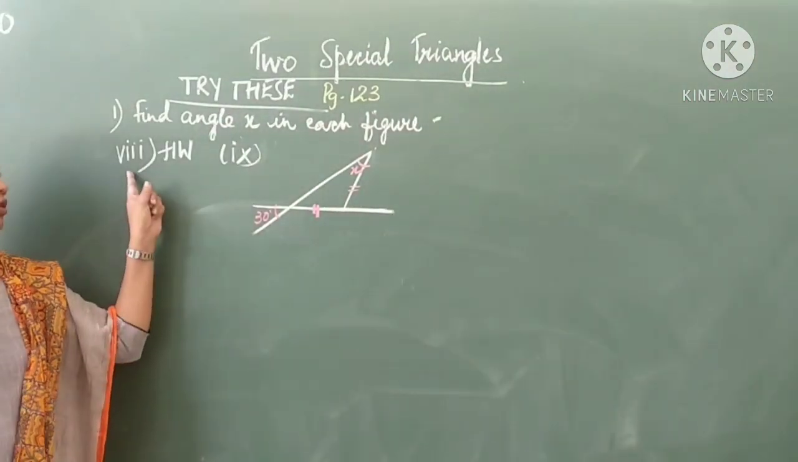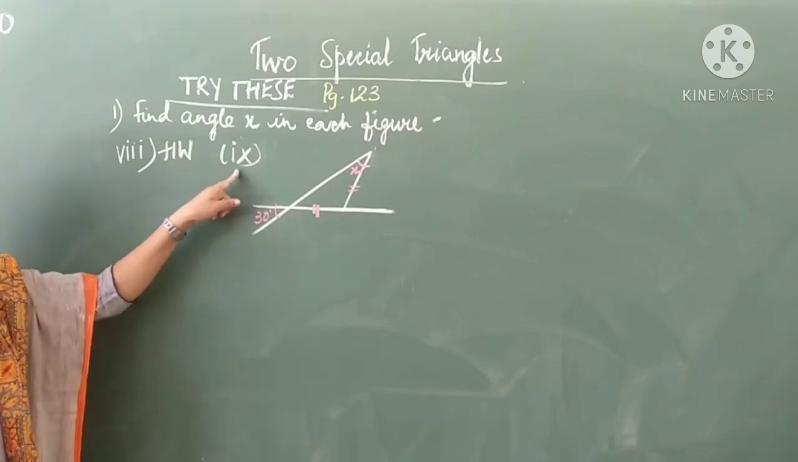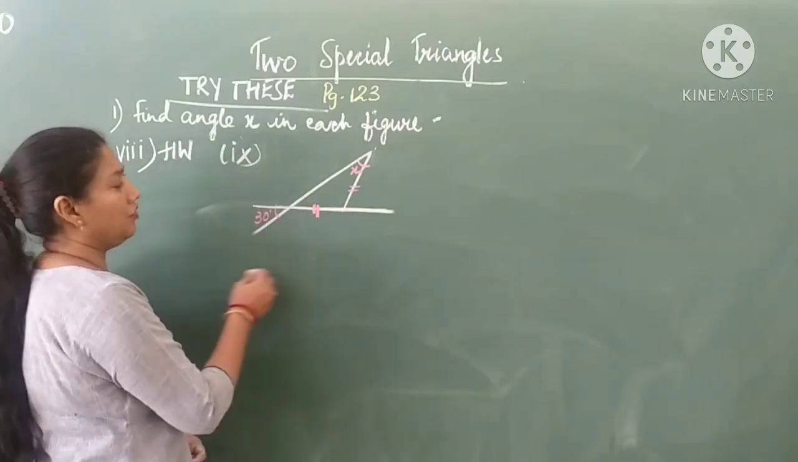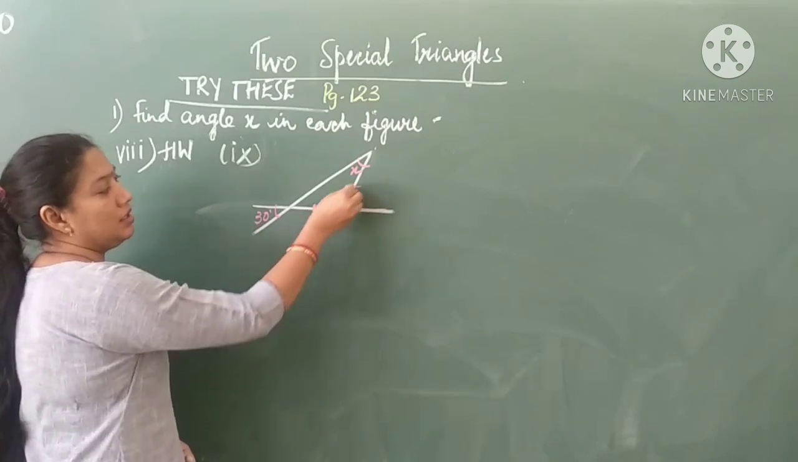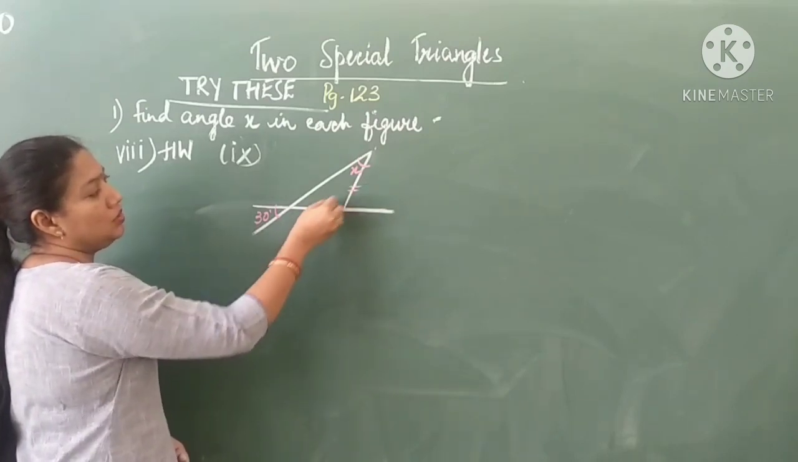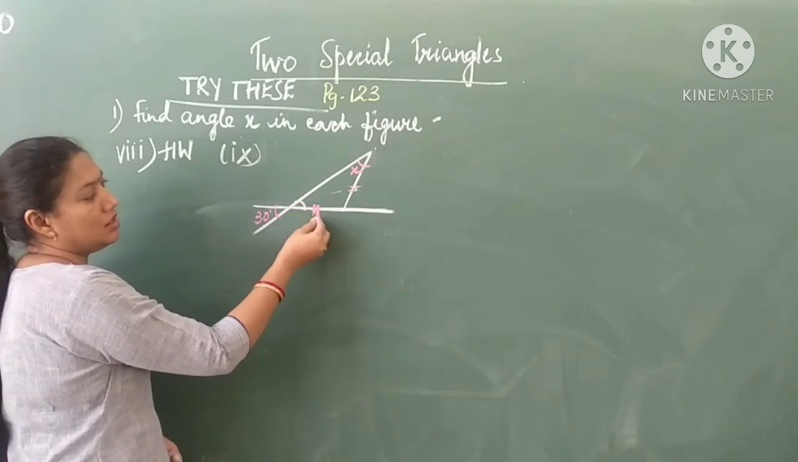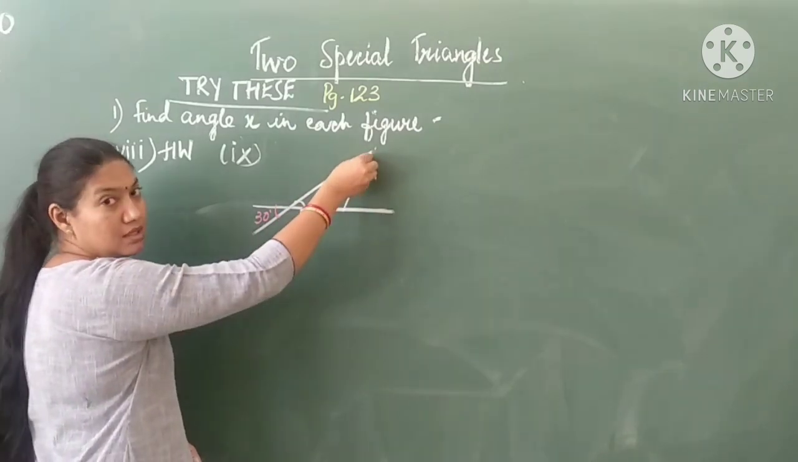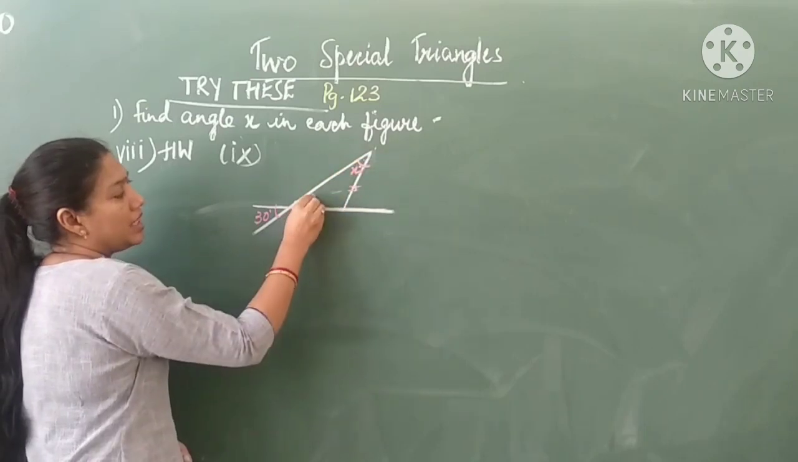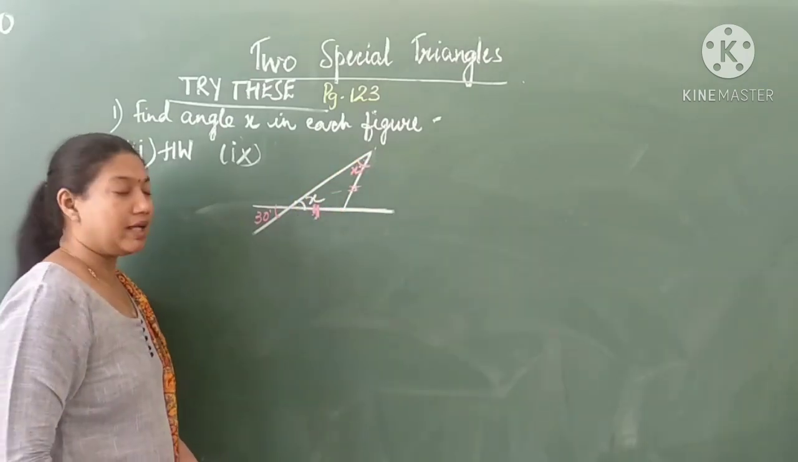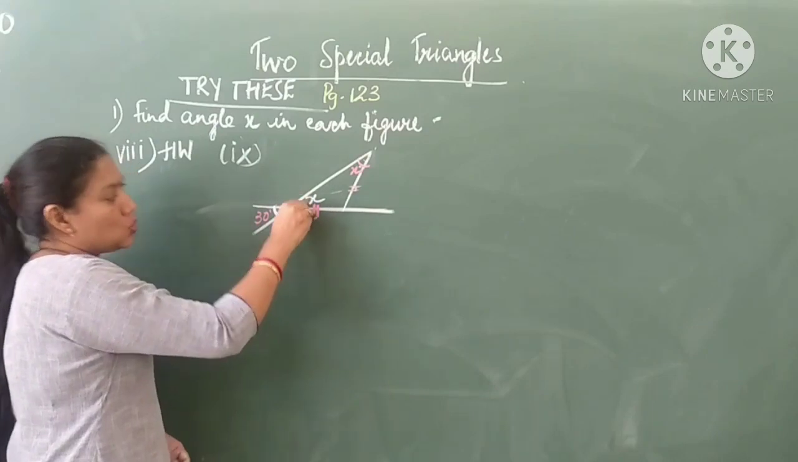Next question, I am giving you homework, 8th question homework. Now 9th question, see the figure, we have to find the value of x. These two angles are equal, so the angle opposite to this side will be this, and the angle opposite to this side is this. It means these two angles are equal, therefore if this is x, this will also be x.